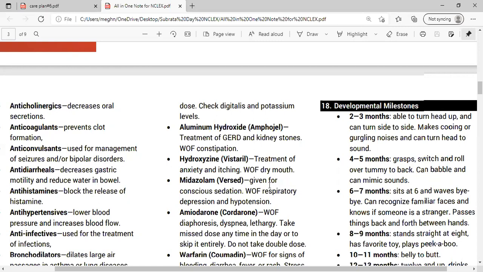Amiodarone. When we give amiodarone, it is important to monitor for diaphoresis, dyspnea, and lethargy. Take a missed dose anytime in the day, or skip it entirely. So never give the missed dose together with the next dose. Do not take a double dose, right?